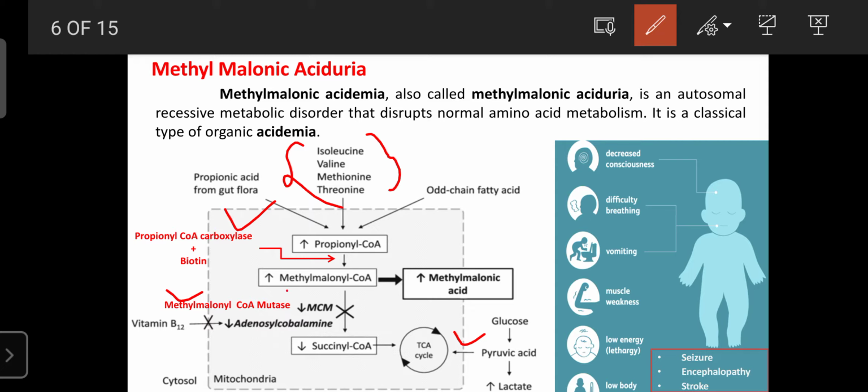If there is a problem in the methylmalonyl CoA mutase enzyme, then the methylmalonyl CoA level increases. That is converted into methylmalonic acid. Then the methylmalonic acid is more found in our urine. That condition is known as methylmalonic aciduria. The symptoms are decreased consciousness, difficulty in breathing, vomiting, muscle weakness, low energy or lethargy, low body temperature, seizures, encephalopathy and stroke. So these are the signs and symptoms of methylmalonic aciduria.